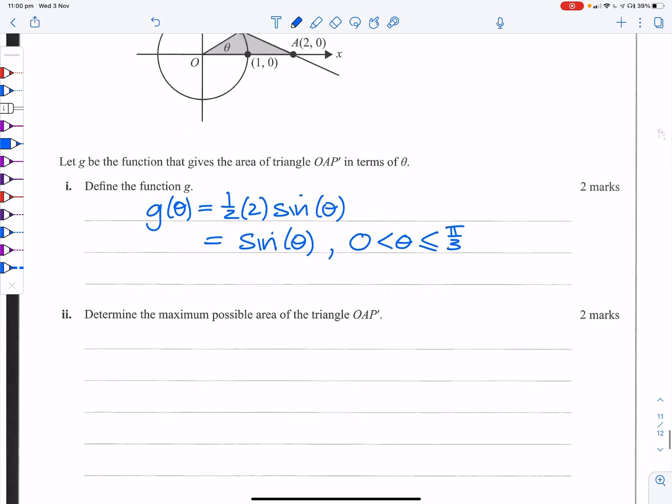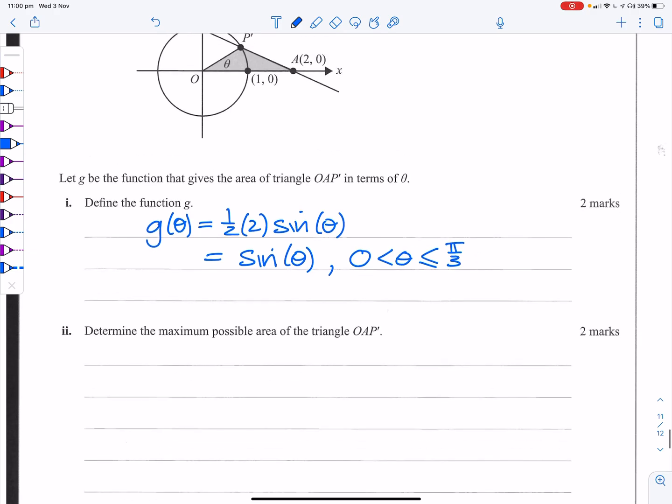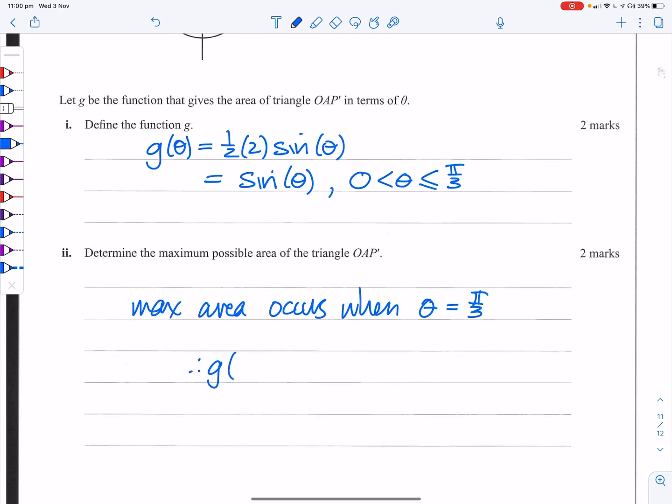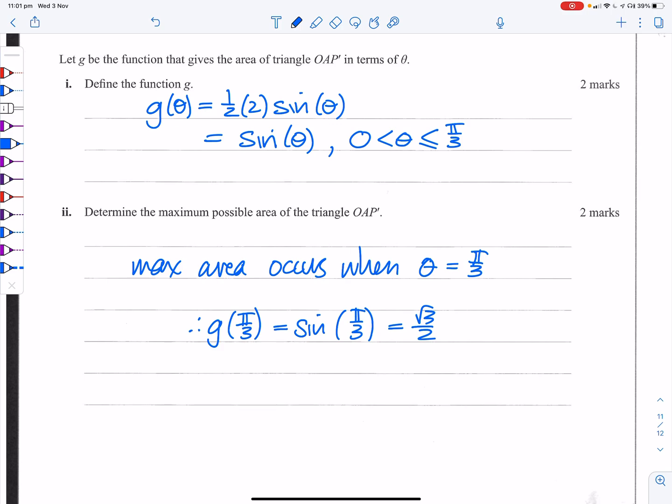Okay, now determine the maximum possible area of the triangle AOP. So the max area occurs when theta is equal to pi on 3. You can see clearly that it's pi on 3. Therefore, g of pi on 3 is sine of pi on 3, which is root 3 on 2. Therefore, the maximum area is root 3 on 2 units squared.